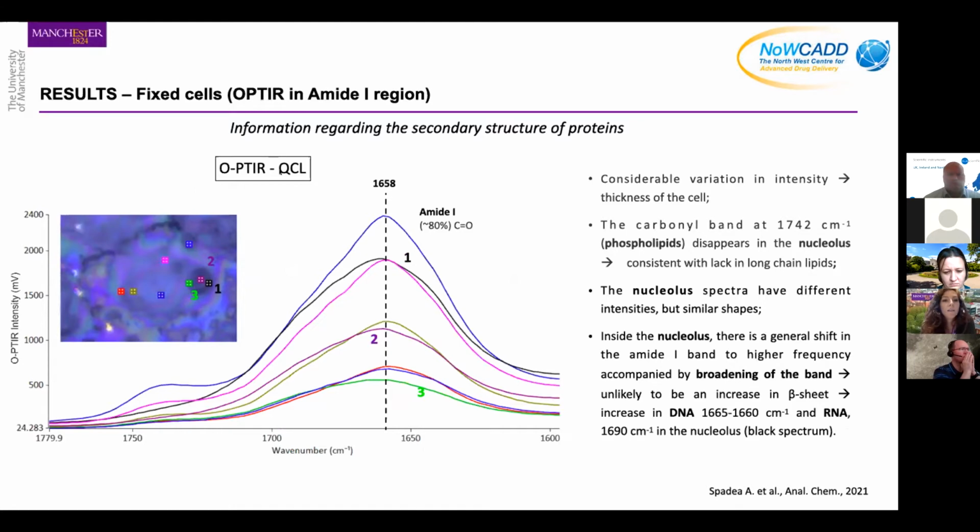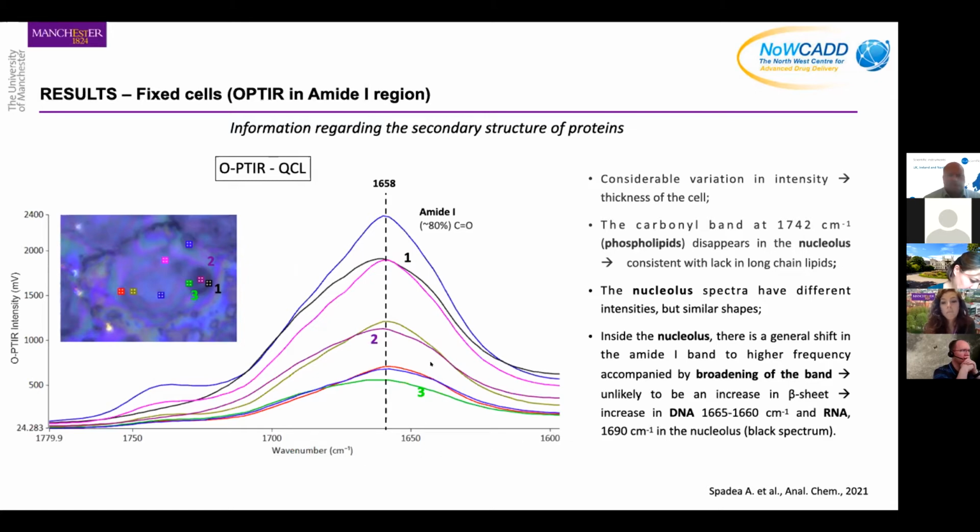Then let's have a look at the data obtained with the QCL lasers from the same regions. If we focus again on the spectra obtained from the nucleolus, the green, the purple, and the black, you can see how the shape and the breadth of the amide 1 peak is different. It looks like a broader band, and there is a shift towards higher wavenumber. Also, the absence of phospholipids is confirmed because there is absence of the peak at 1740, while in the other spectra it is clearly present.